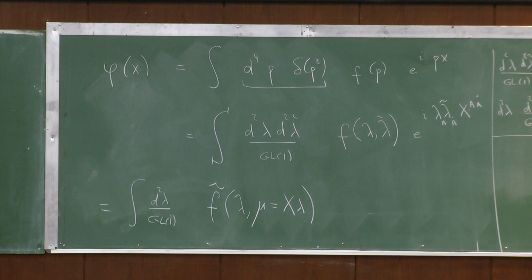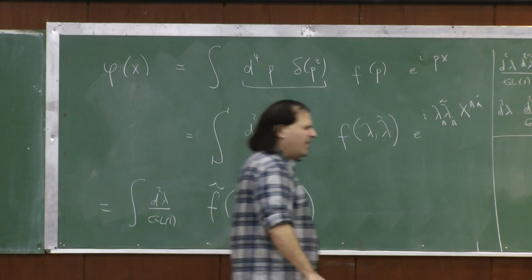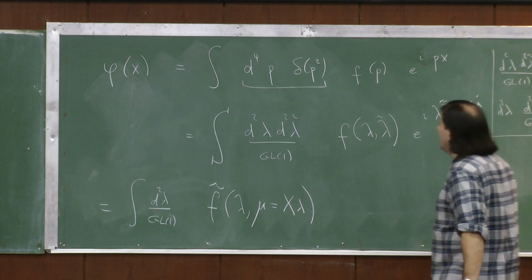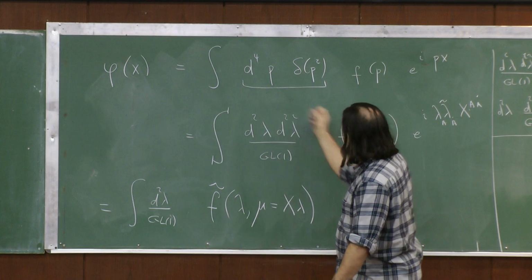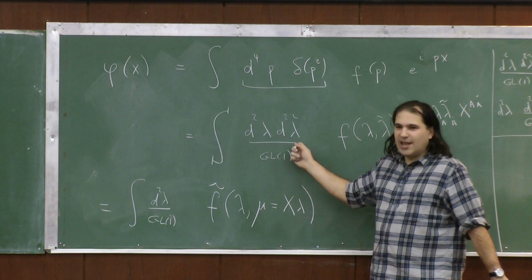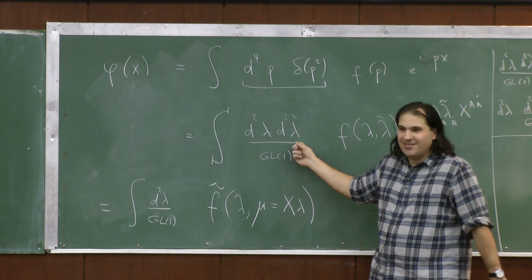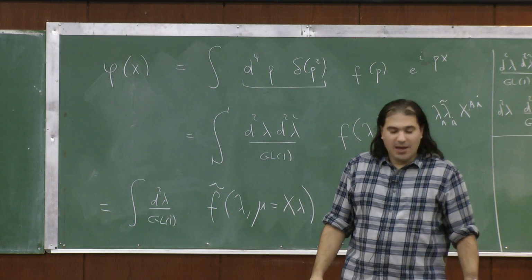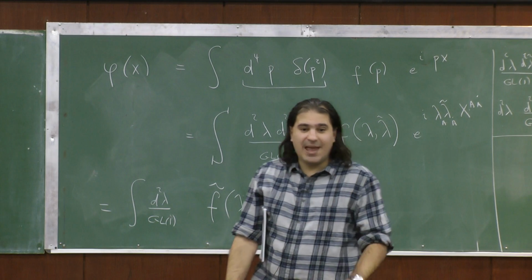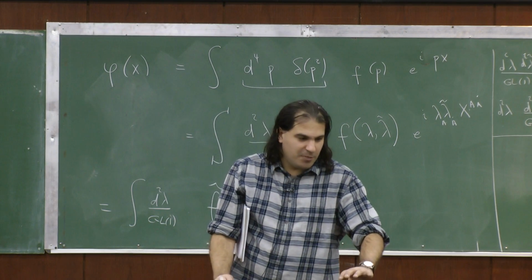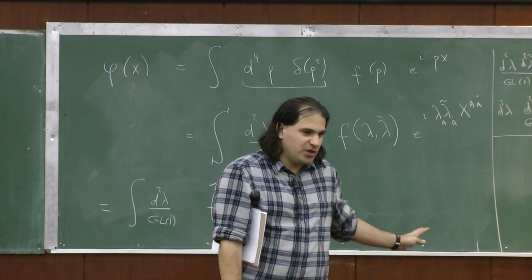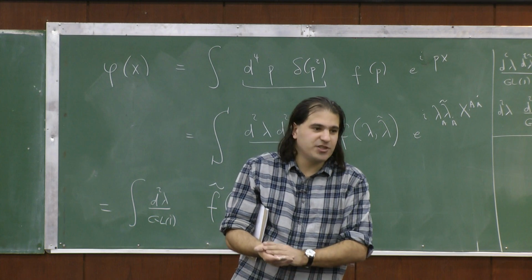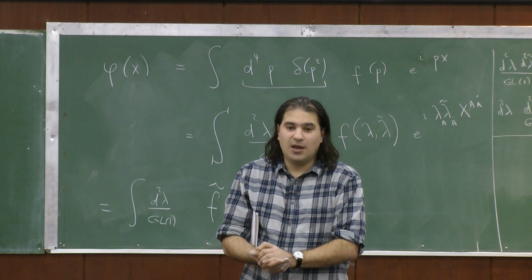Okay? I should have said something, and you should have stopped me. Here I'm talking about Fourier transforms and everything. In doing that, I'm assuming these variables are real. Okay? In other words, I'm assuming that lambda and lambda tilde are independent real variables, just for simplicity of discussion here, right?